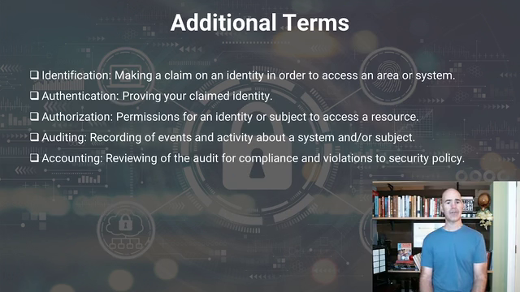So what about some other terms that we have here? So identification. And again, we're going to cover a lot of these things coming up throughout this course, but this is really just to lay the foundations here. So with identification, we're making a claim on an identity in order to access an area or system. In other words, if you work at a company, you may have an ID badge that you use to get through security. That's also sort of related to authentication. It means that you're proving your claimed identity.